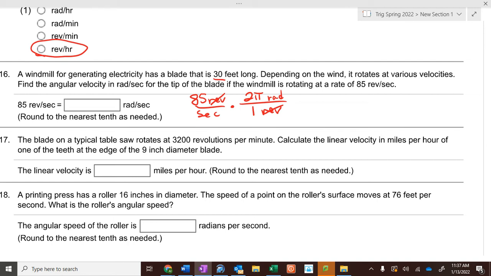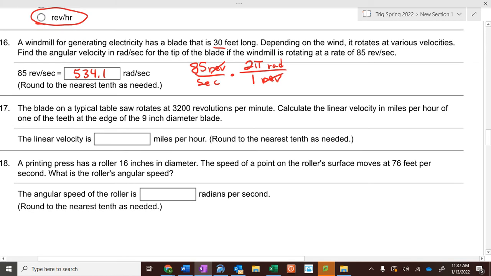Okay? 2 pi times 85, it says round to the nearest tenth. So take 170 times pi. That's a pretty big number. What? 534 point. Okay.